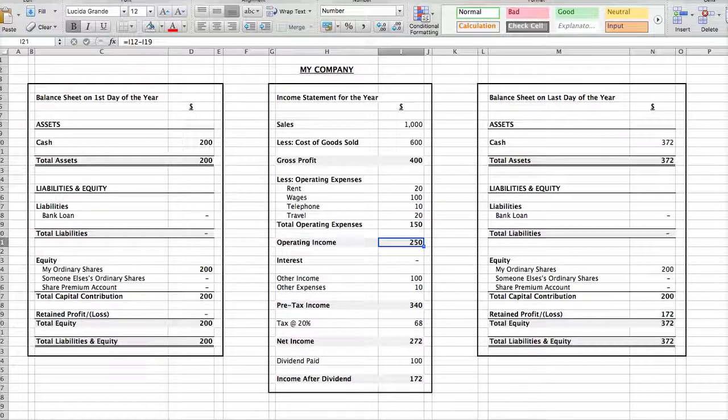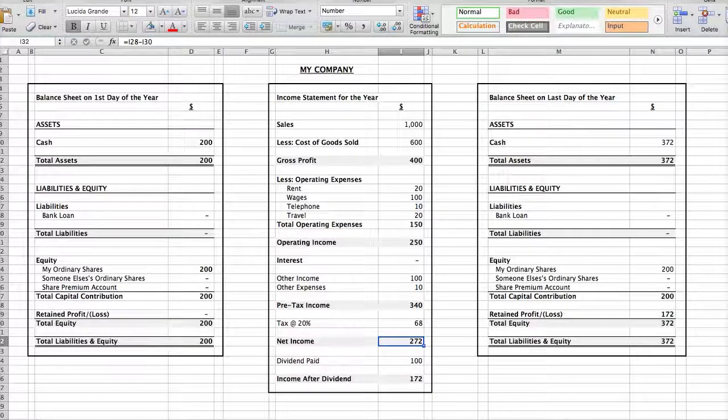Now, that said, if I do get this government grant, as far as the government's concerned, it's still taxable income. So I would still add it to my pre-tax income here, which I then pay tax on at a given corporation tax rate. And let's just pretend it's 20% here. So I'd pay tax of $68 on a pre-tax income of $340. This leaves me with a net income of $272.